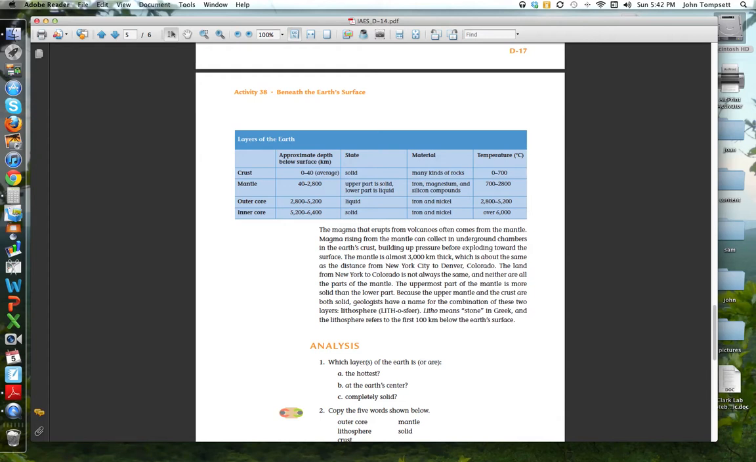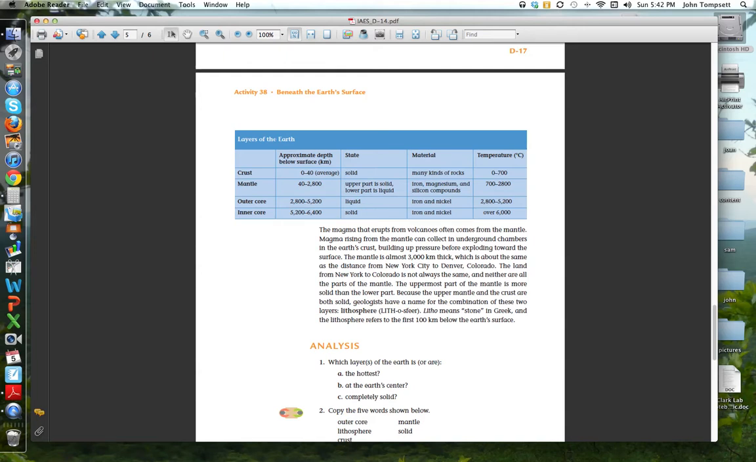The uppermost part of the mantle is more solid than the lower part, because the upper mantle and crust are both solid. Geologists have a name for the combination of these 2 layers: lithosphere. Litho means stone in Greek, and the lithosphere refers to the first 100 kilometers below the Earth's surface.